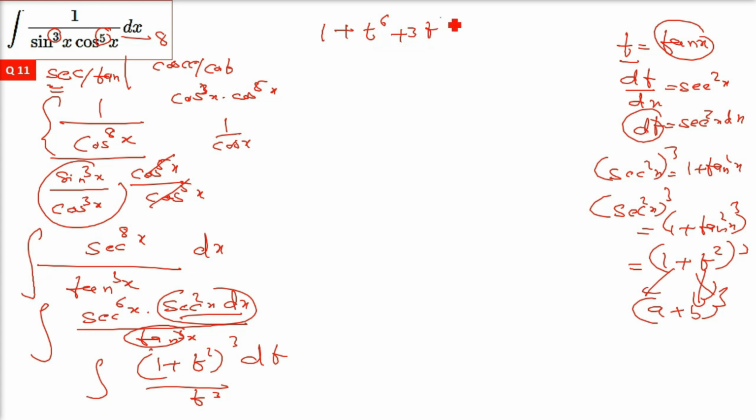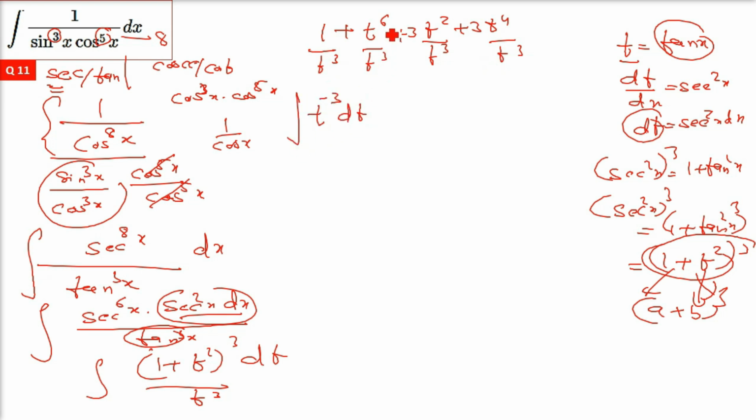This is the formula. So 1 + t⁶ + 3t² + 3t⁴ is your numerator. Denominator is t³. So divide everything by t³ now, t³, t³, t³. So now do the cancellation. So t to the power minus 3 will come here, dt integration. This goes up. 6 minus 3 is 3 only. So it will be t³ + t^-3 dt.